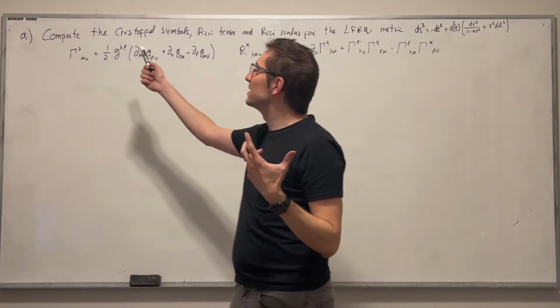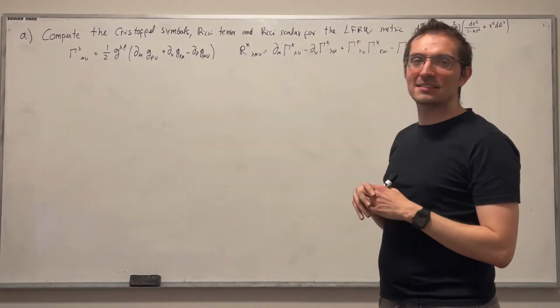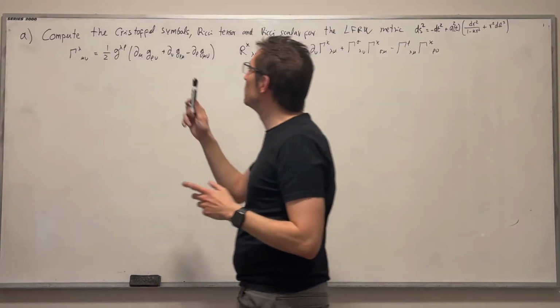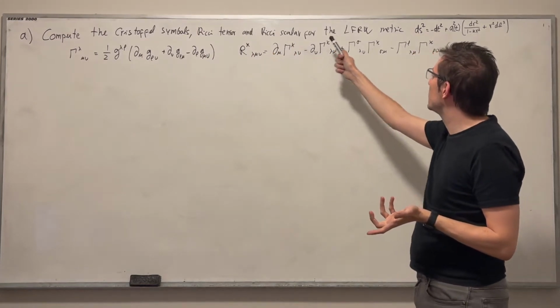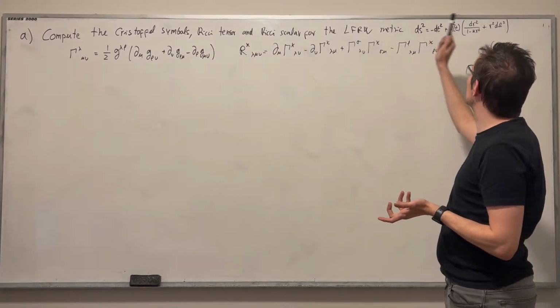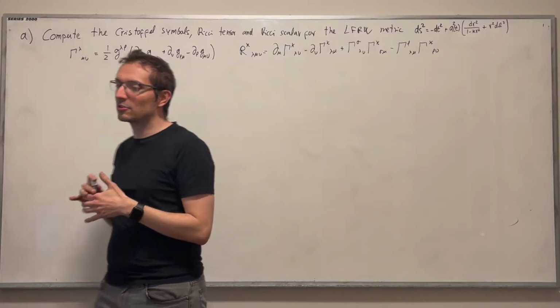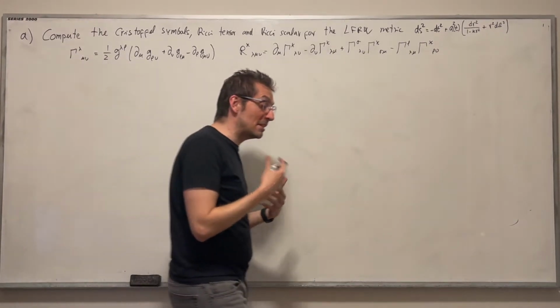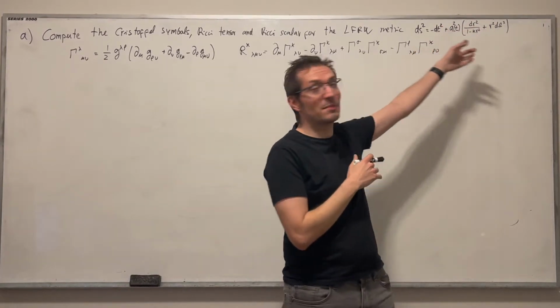I designed it in the same way as the previous one, as an exercise with several parts. Part A would be: compute the Christoffel symbols, the Ricci tensor, and the Ricci scalar for the Friedmann-Robertson-Walker metric. Now, this is tedious because it's computing all the Christoffels. You can be a bit intelligent about it and compute less because there's a lot of symmetry in this metric.